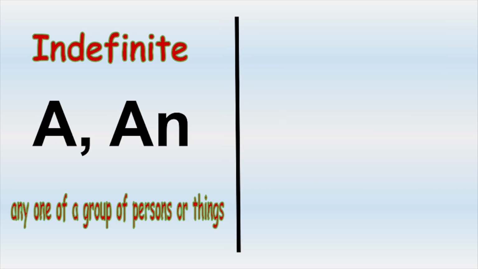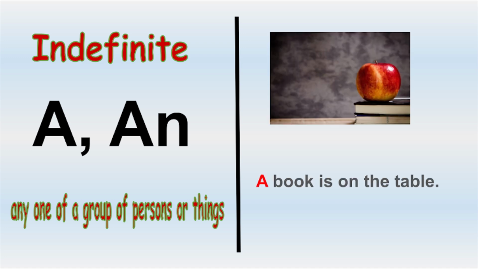The indefinite articles a and an do not refer to a specific person or thing. They are used in a general context. We may say, a book is on the table, or an apple is on the table. This could be any book or any apple. We are not referring to a specific book or a specific apple. We don't know anything about the book. Likewise, we don't know anything about the apple. We're simply indicating that some book or some apple is on the table.